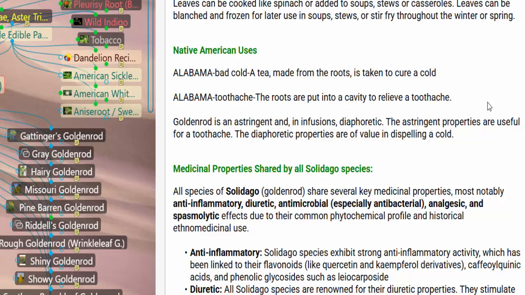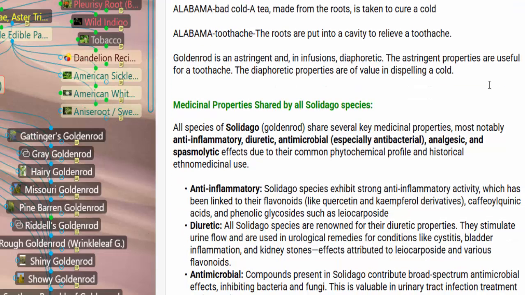Now, what we know in ethnobotany is in Alabama, the tribes used it for bad colds. They made a tea from the roots, and they also used it for toothaches. The roots were put into a cavity to relieve a toothache. So goldenrod is an astringent, and when you use it in an infusion, it's diaphoretic. It will open the pores and move circulation outwards to relieve fevers. The astringent properties are useful for toothaches, and of course the diaphoretic properties help dispel a cold.